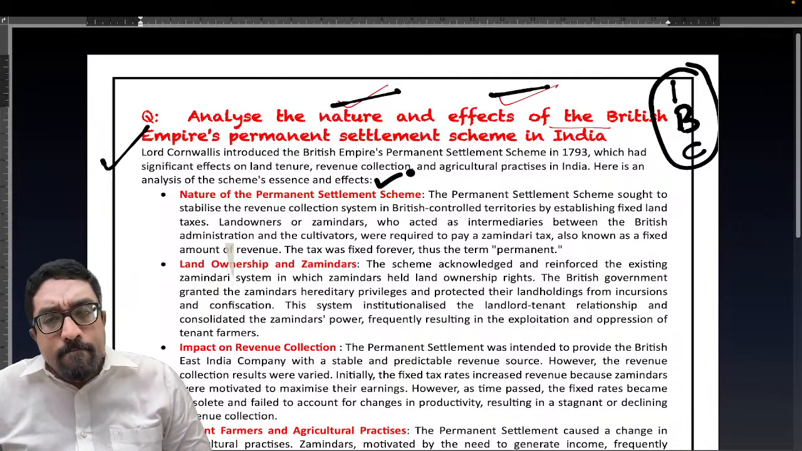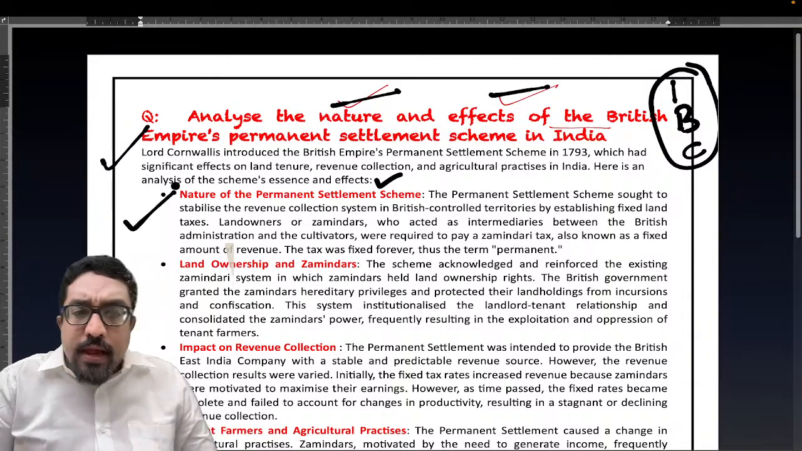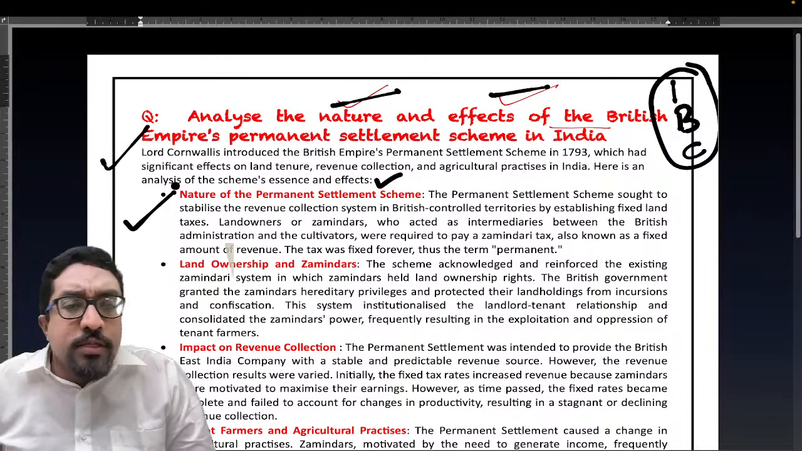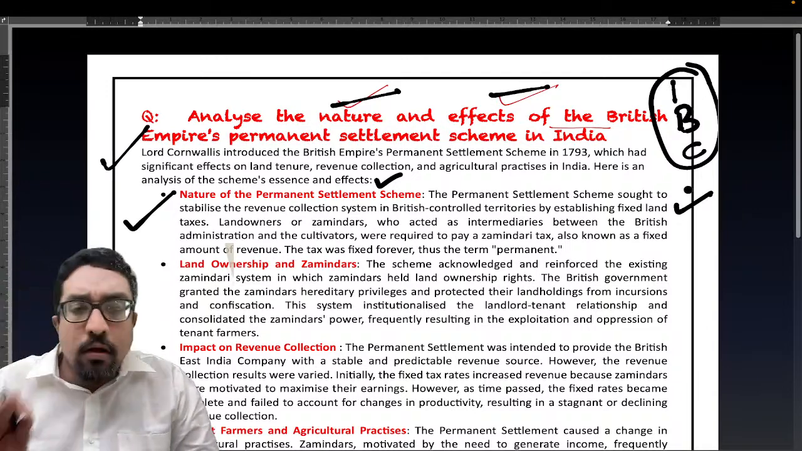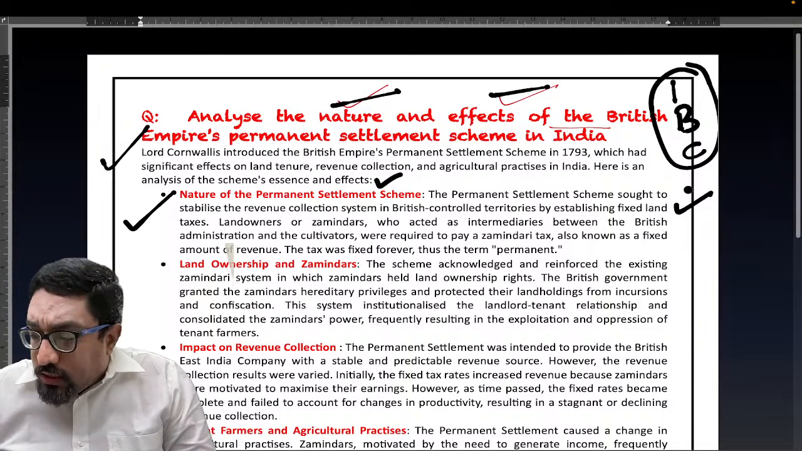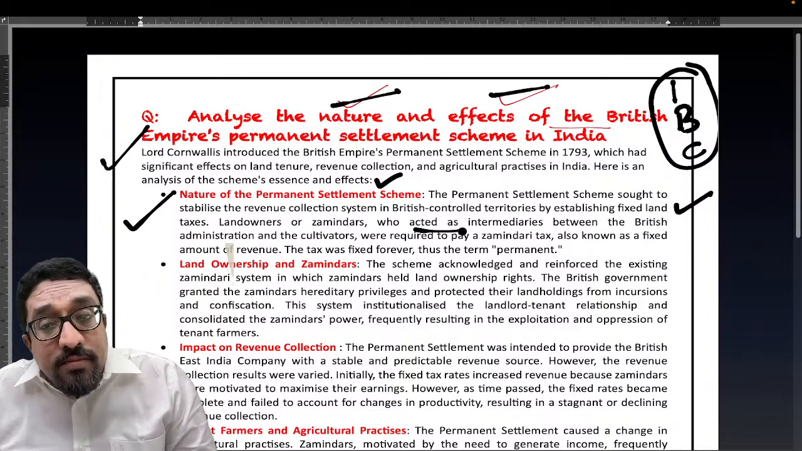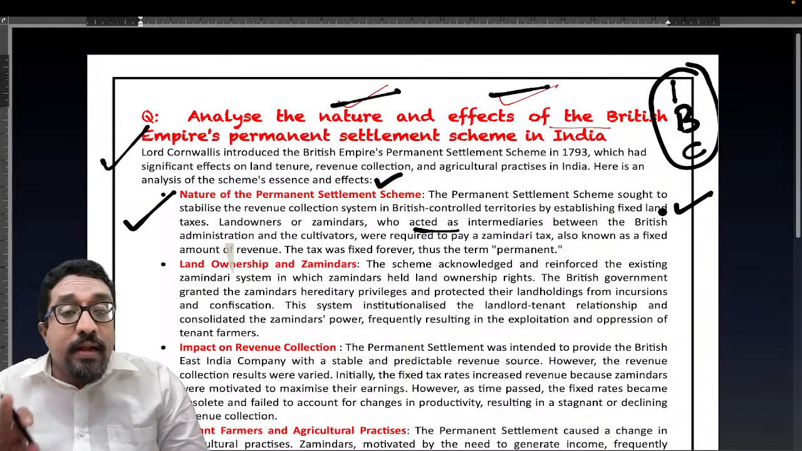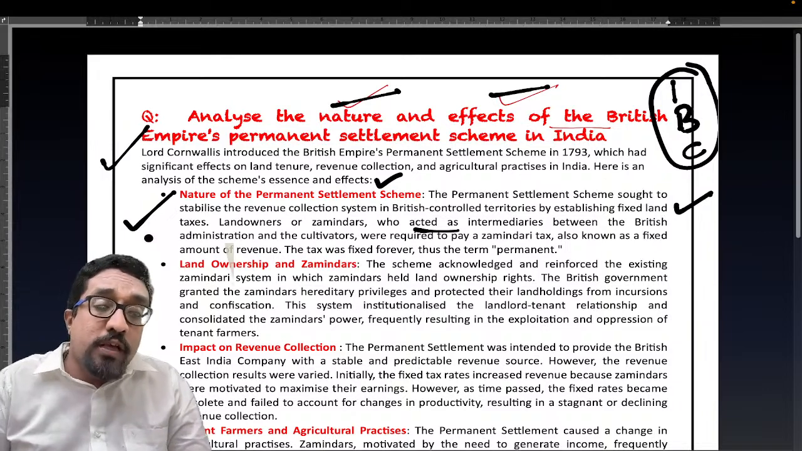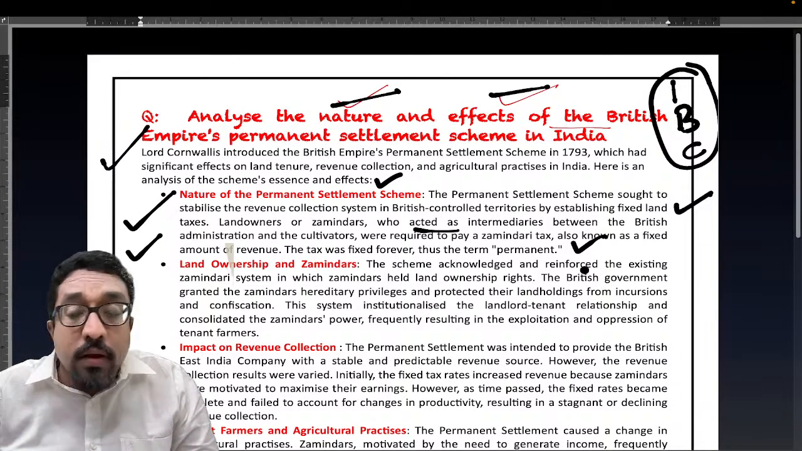Now, the nature of the permanent settlement. Now, what is the nature? Permanent settlement as a scheme sought to stabilize the revenue collection system in the British controlled territories by establishing fixed land taxes. Okay. Now, the idea was to establish fixed land taxes, and the landowners and zamindars who acted as intermediaries between the British administration and cultivators were required to pay a zamindari tax, also known as a fixed amount of revenue. This tax was fixed forever, and that's why it is called permanent settlement.